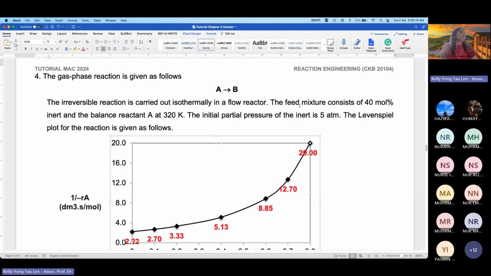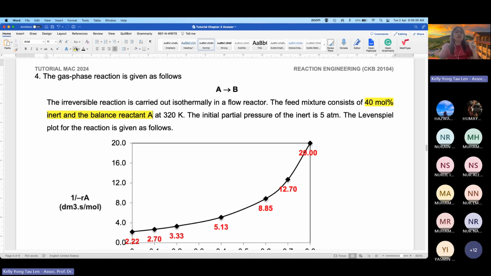The feed mixture, which means your inlet mixture, consists of 40 mole percent inert and the balance reactant A. So you are already given quite a little bit of weird information, right?